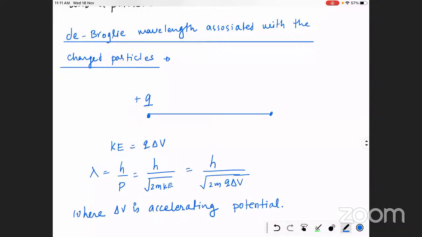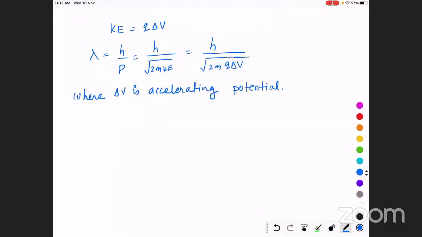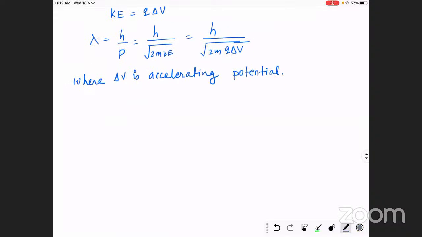Understood, everyone? So mainly 4 different types of charged particle will be there in our problems: electron, proton, alpha particle, and deuteron. So by putting value of m and q, you can make a shortcut.